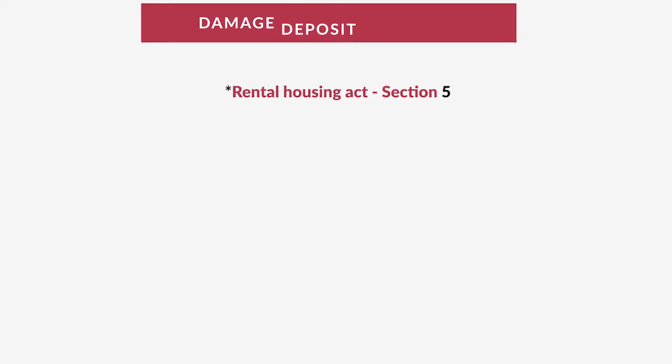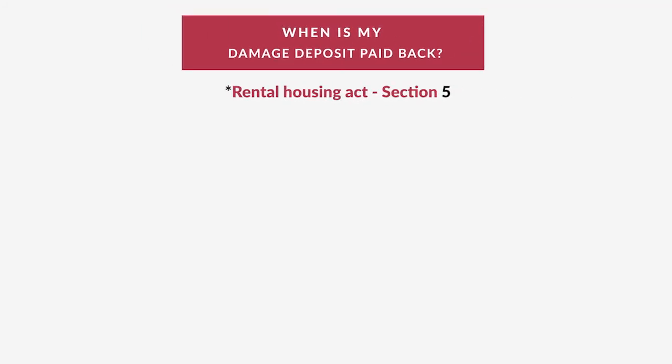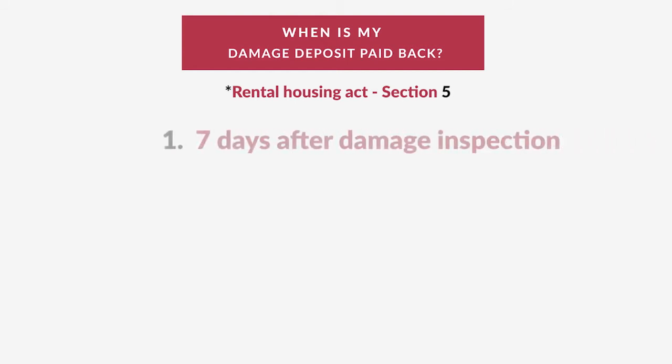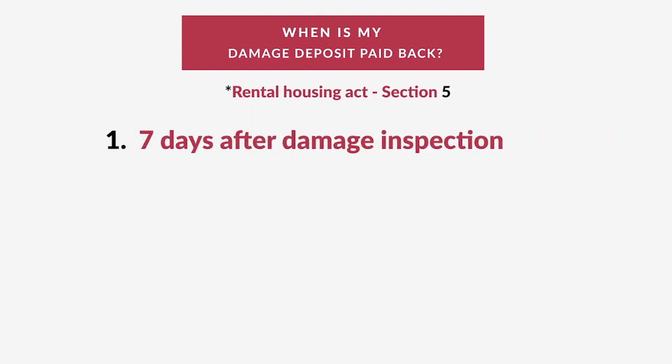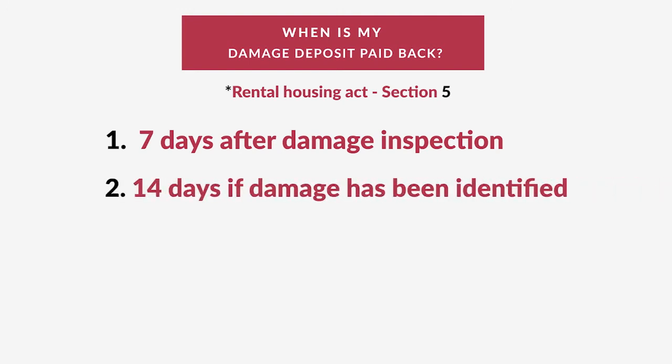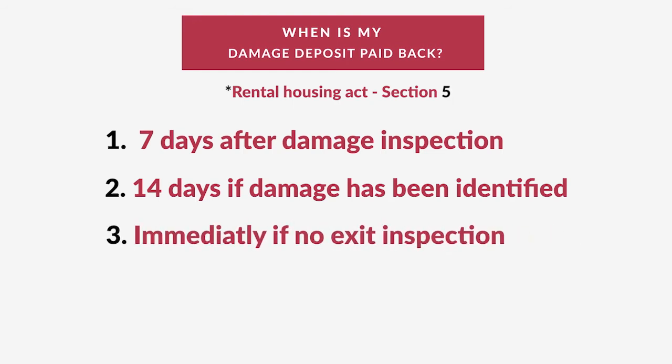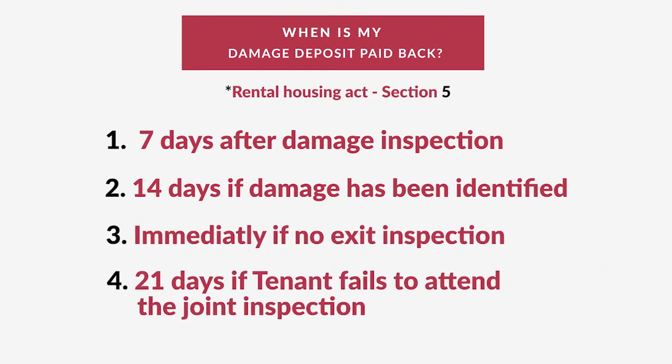How long does it take to get my damage deposit back after I vacate? Section 5 of the Rental Housing Act allows a landlord and/or his representative the following timeframes to refund a damage deposit: within 7 days after inspection if there are no damages, within 14 days after inspection if there are damages, immediately if the landlord or agent fails to conduct the exit inspection, within 21 days if the tenant fails to attend the joint exit inspection.